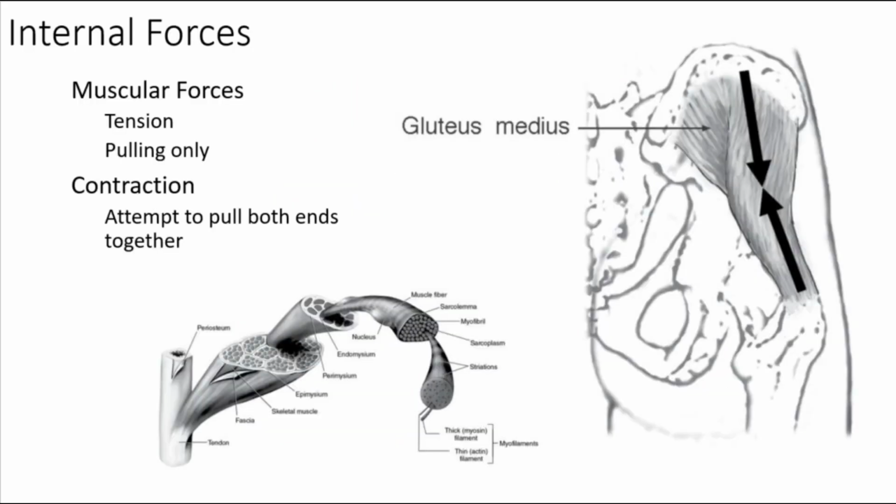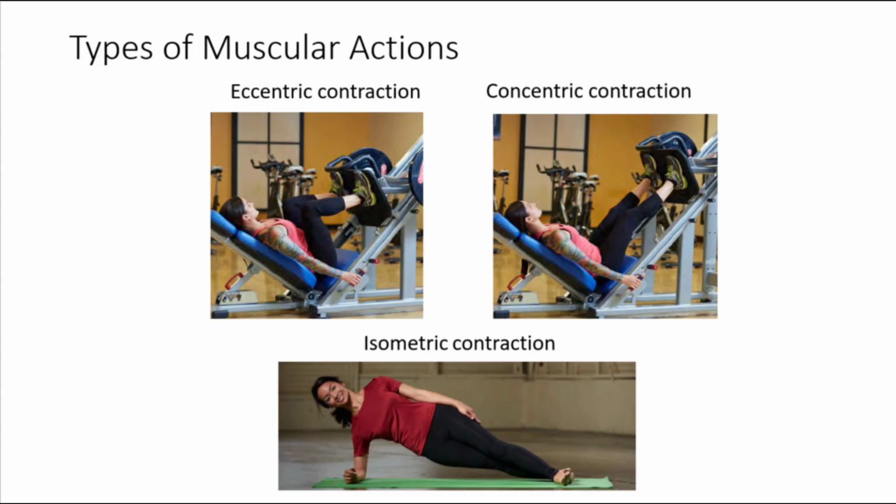So the internal forces are generated by muscle tension. They're pulling only, and we'll talk more about this in the muscle unit when we look at contraction. But it's an attempt to pull both ends together. This is an attempt to shorten. And these arrows you see here are the resultant vectors of that. And just a quick introduction, we'll talk about it more: the muscular contractions of eccentric, concentric, and isometric talk about the resulting joint output. But the key thing in all three of these contractions is that muscle tension, internal force, is being generated.